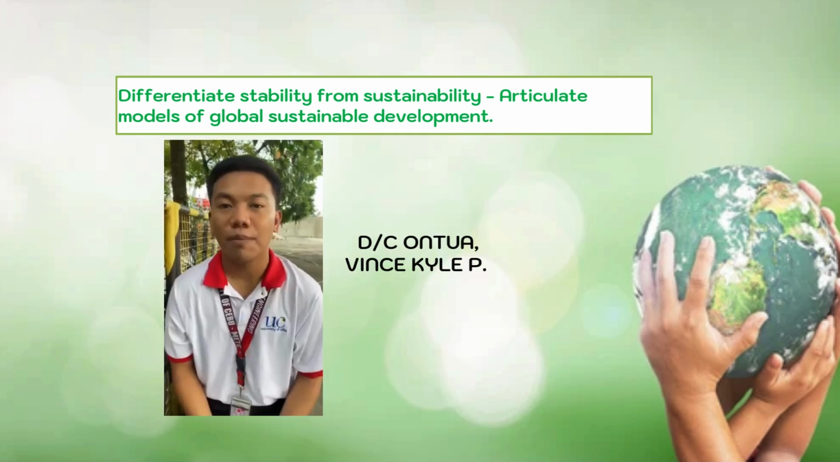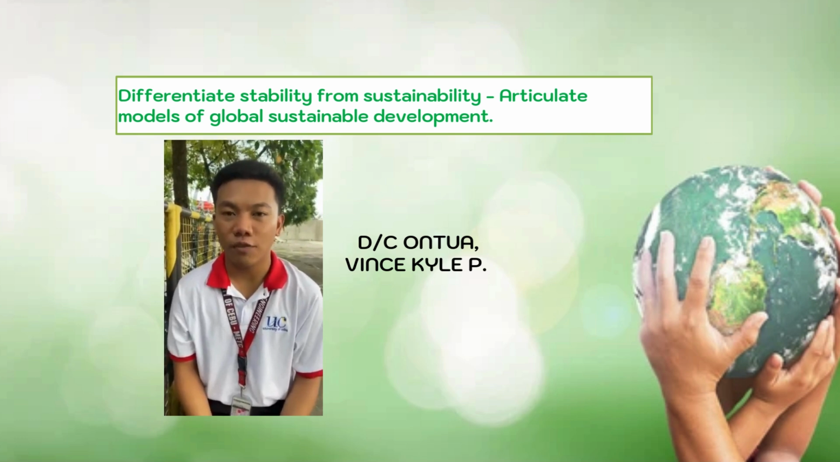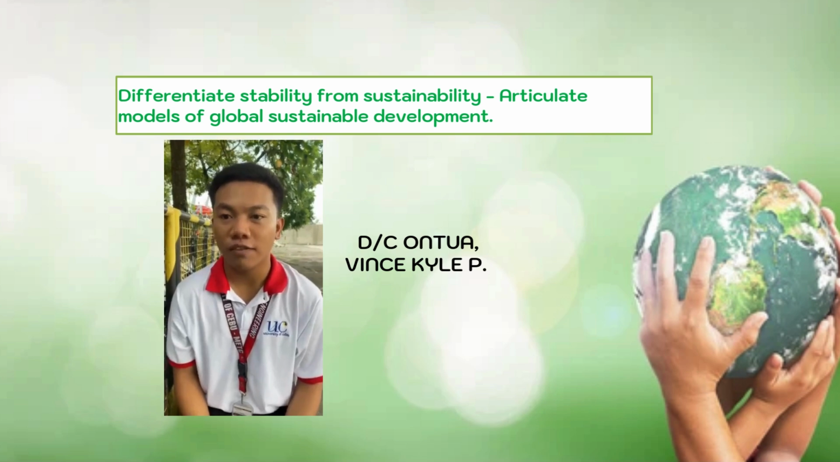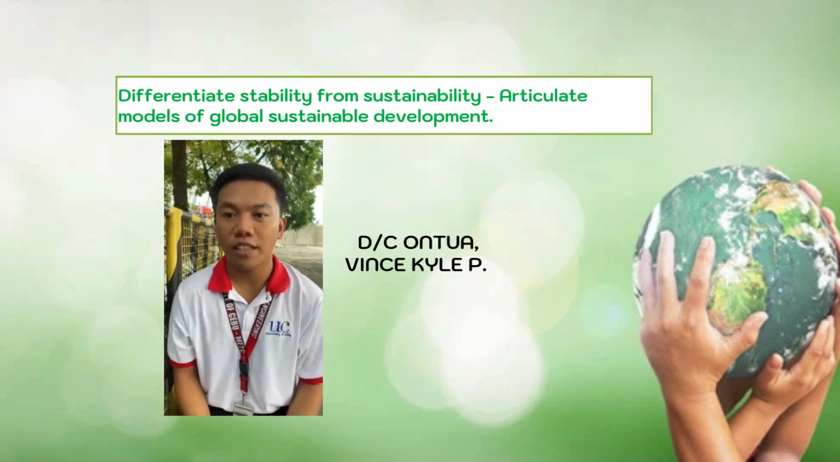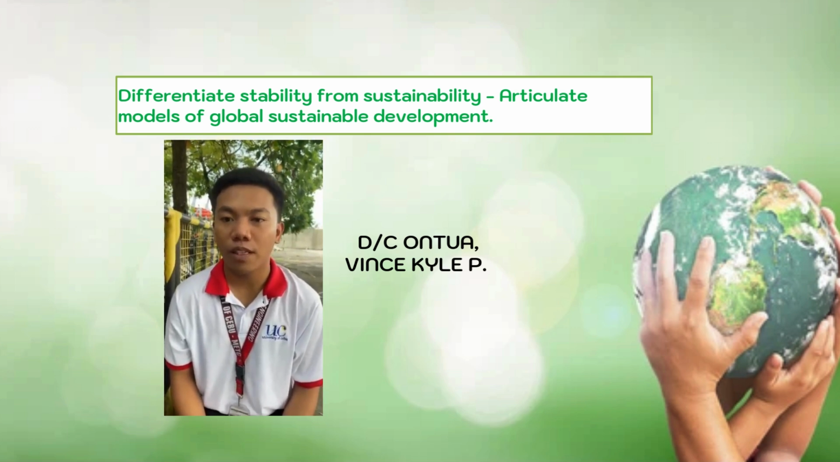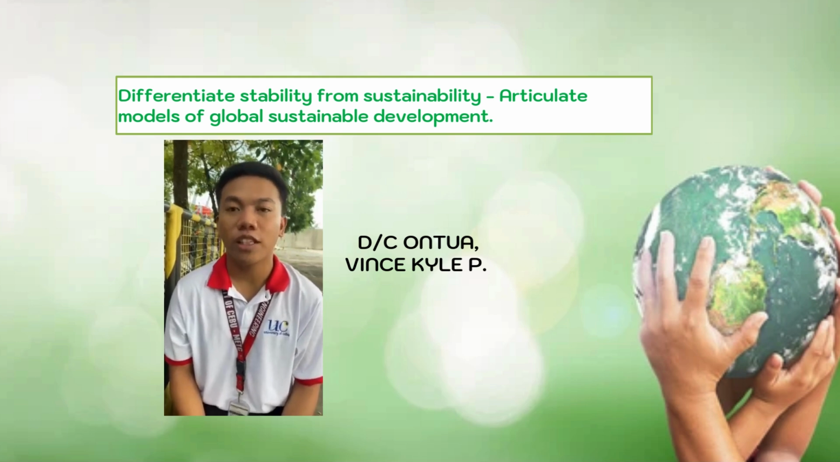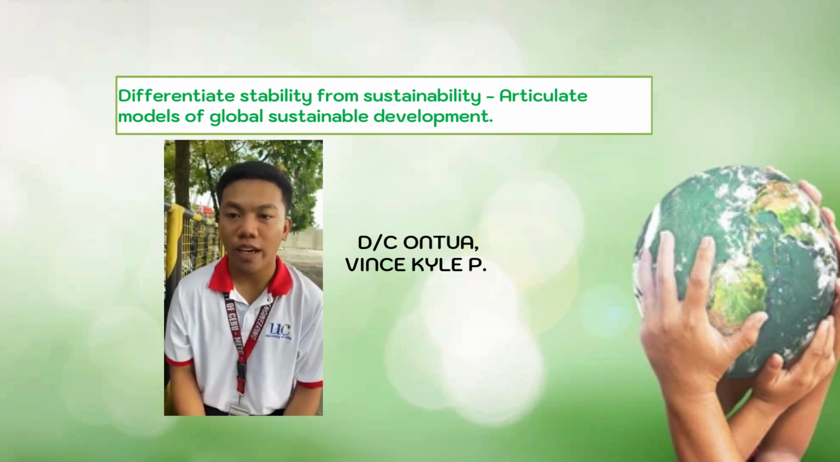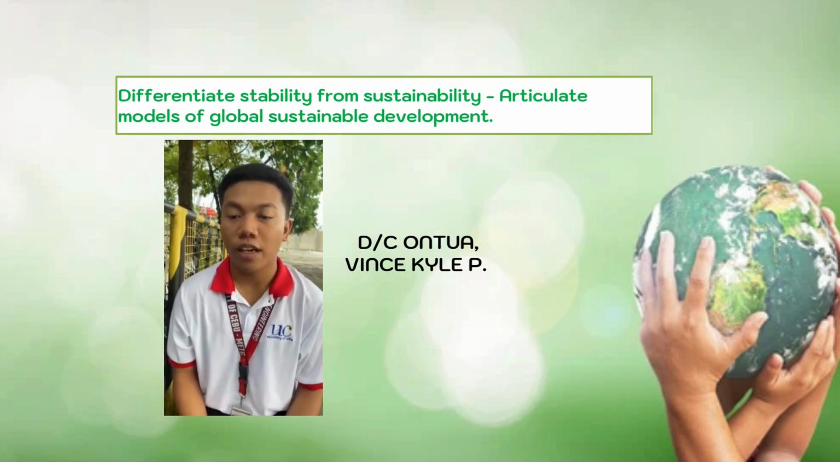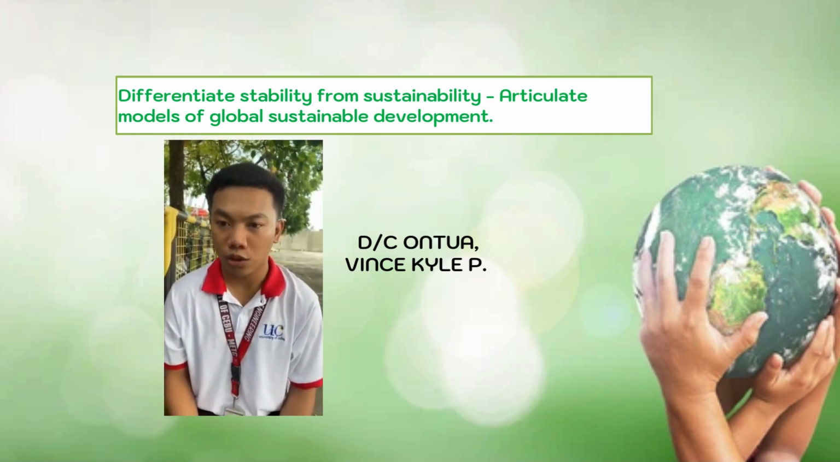My topic is articulate models of global sustainable development. There are various models of global sustainable development that have been proposed by experts and scholars. Each model focuses on different aspects of sustainable development, but all advocate for balancing economic growth with environmental protection. The first is the triple bottom line model. This model focuses on three main pillars of sustainable development: economic, environmental, and social. It advocates for balancing economic growth, environmental protection, and social equity.